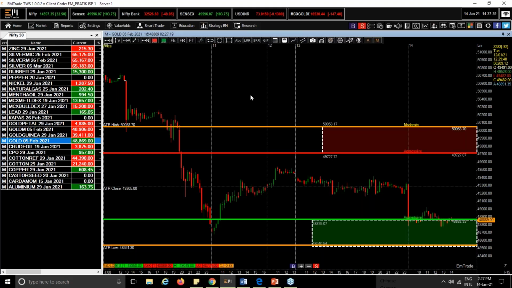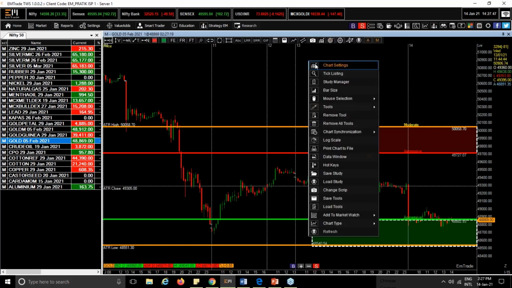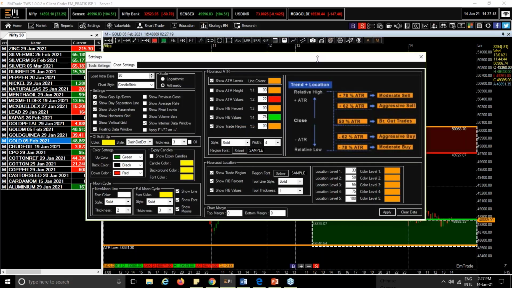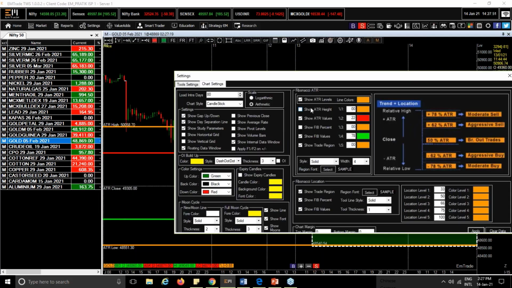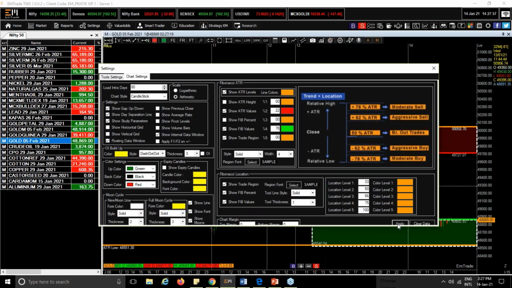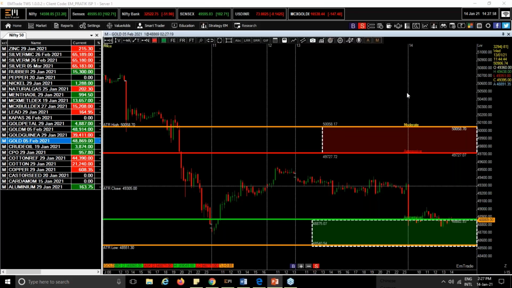No worries, Tiger. I just dropped the Fibonacci ATR levels in the WhatsApp group. So kindly draw that, go to the chart setting option and set the levels. Just set show ATR level, show ATR value, and once you modify this ATR level, then you have to just click on the screen.